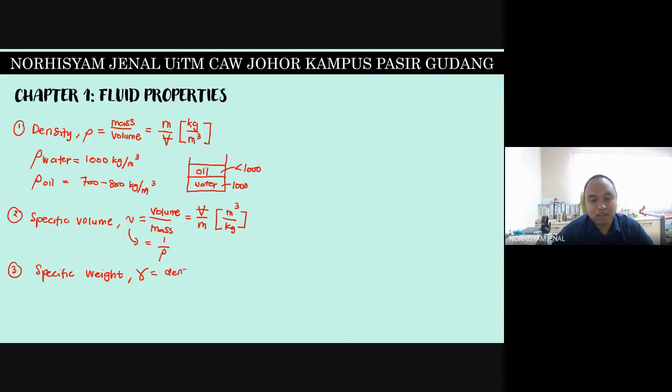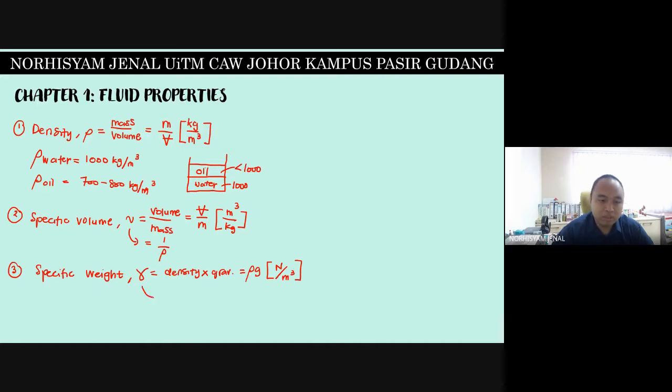Density multiplied by gravitational acceleration. Okay, or rho g, and the unit is Newton per meter cube. All right, so specific weight depends on the density multiplied with the gravitational acceleration, rho times g. Okay, how do I get Newton per meter cube?